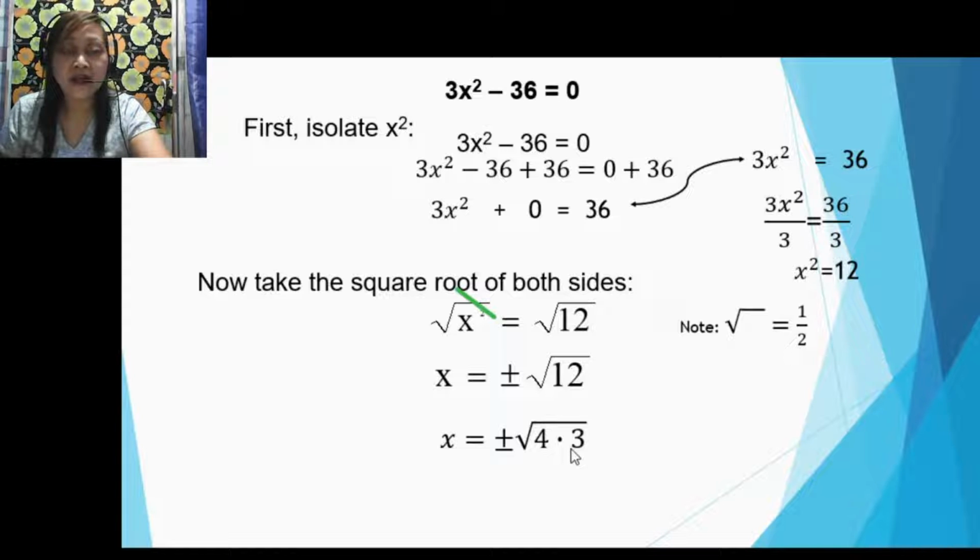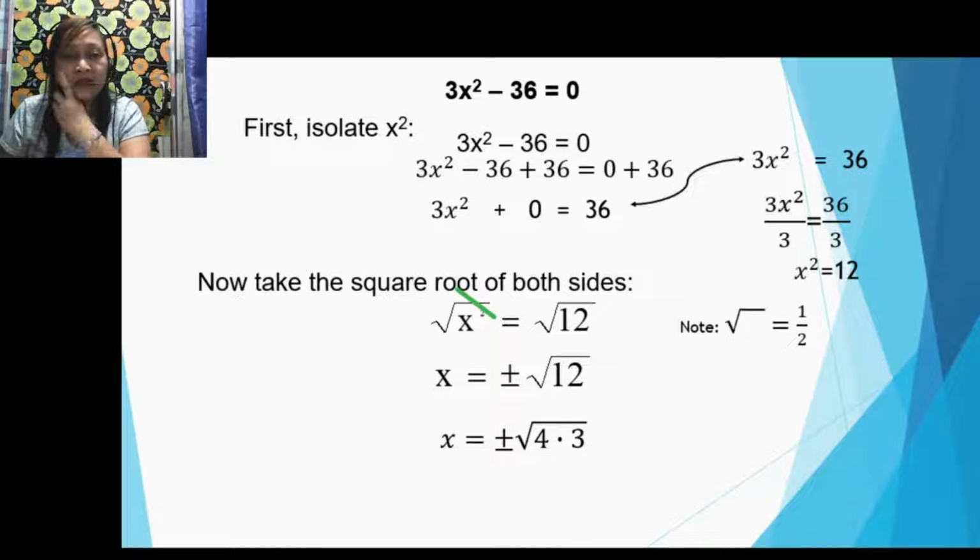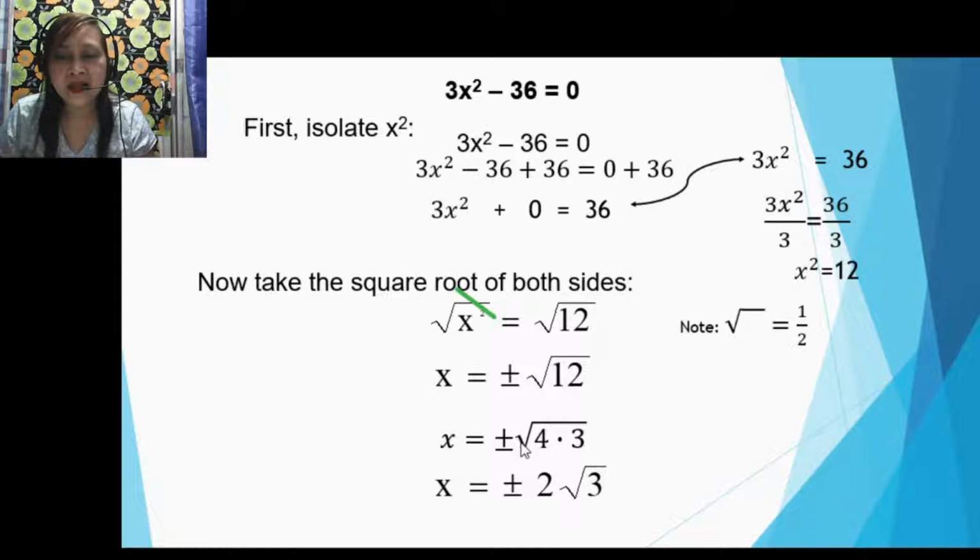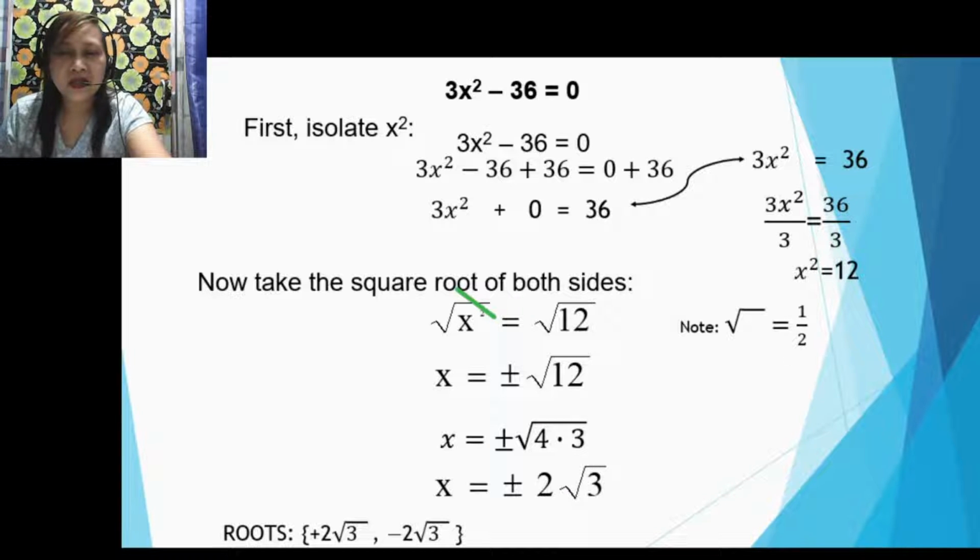4 and 3. So we can now get the square root of 4. What is the square root of 4, class? 2. And the remaining number inside the radical sign is 3, because it's not a perfect square. So the solution of the equation 3x squared minus 36 is equal to 0 has two solutions, positive and negative 2 square root of 3. Okay, did you get it, class?